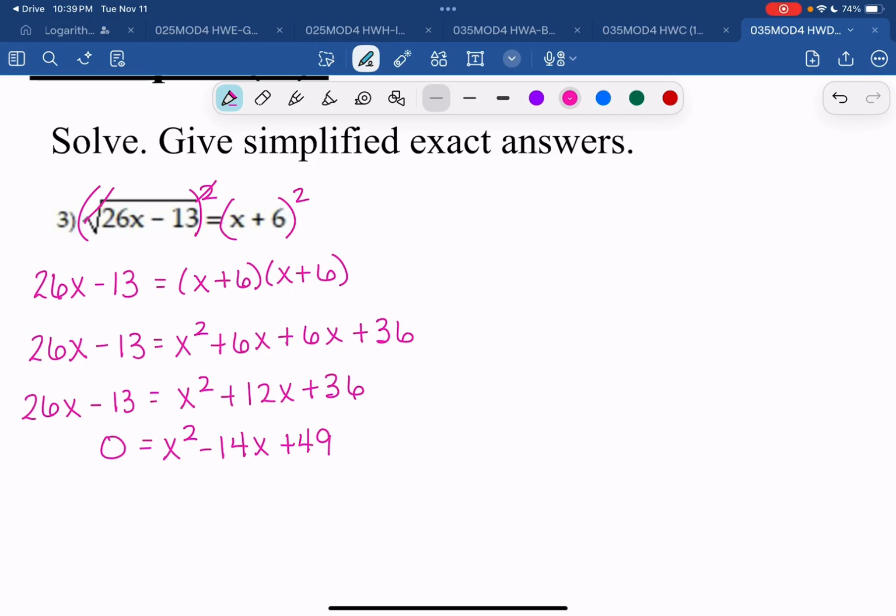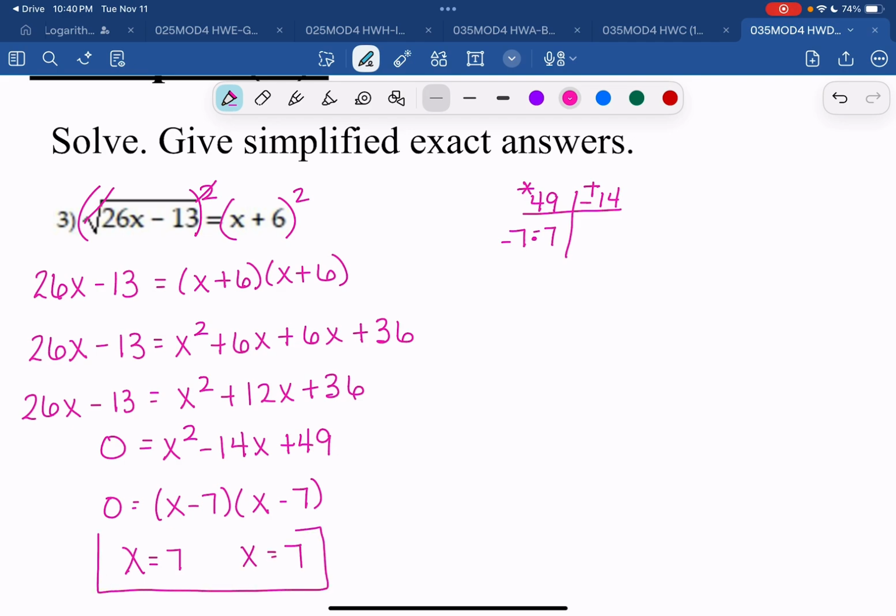Now this one doesn't look too bad to factor because I want to find numbers that are going to multiply to 49 and add to negative 14. So I know that's going to be 7 and 7, but if it's going to be negative 14, I need it to be negative 7 and negative 7. So x minus 7, x minus 7. So that means that x equals 7, x equals 7, but we only have to write it once, right? But that's okay.